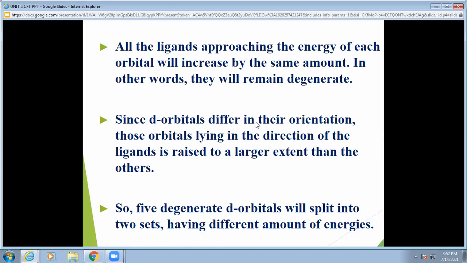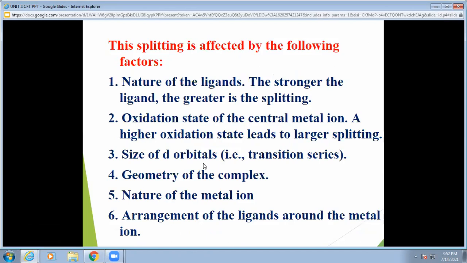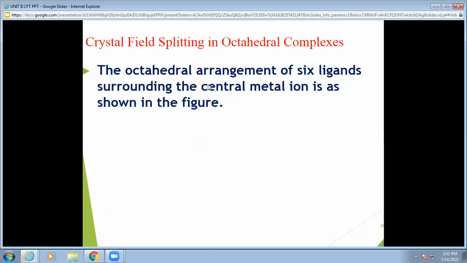Since d orbitals differ in their orientation, those orbitals lying in the direction of the ligands are raised to a larger extent than others. The five degenerate d orbitals will split into two sets having different energies. How does the splitting occur in the octahedral arrangement of six ligands?